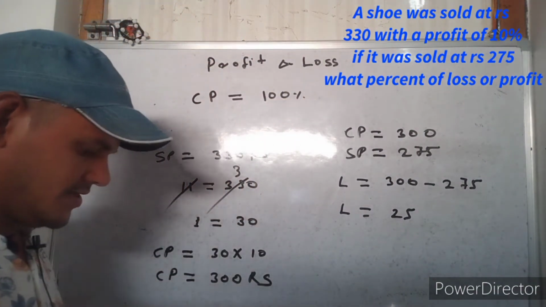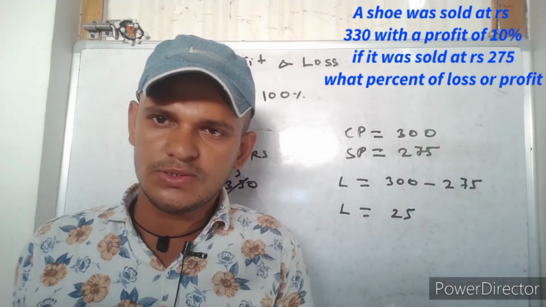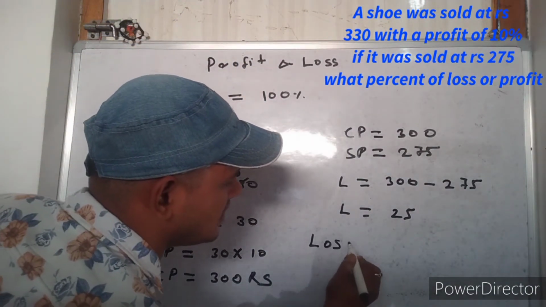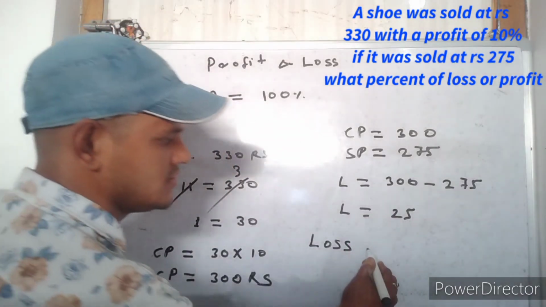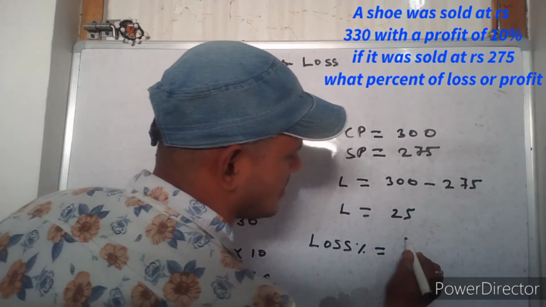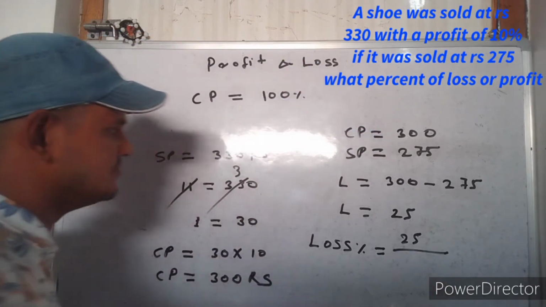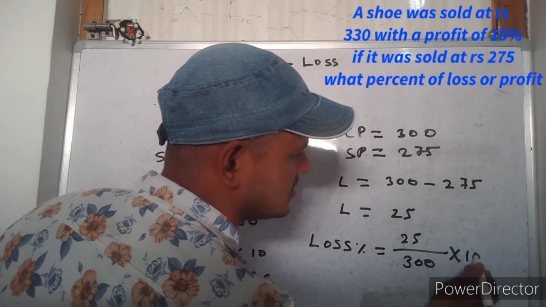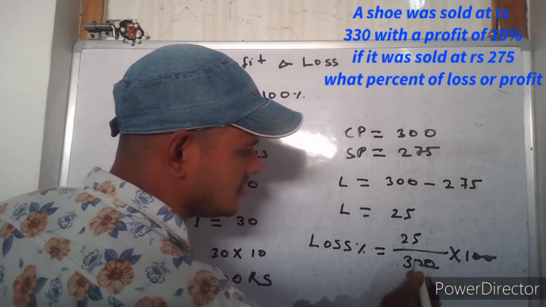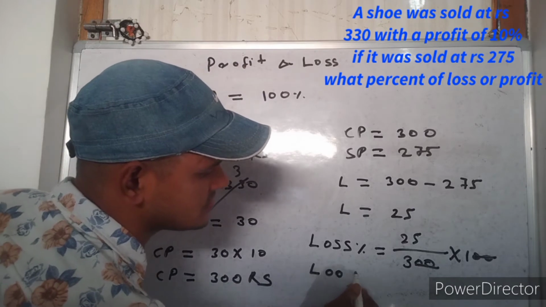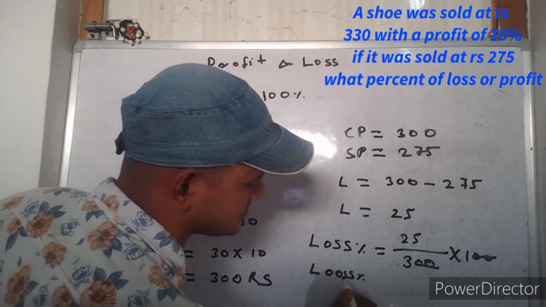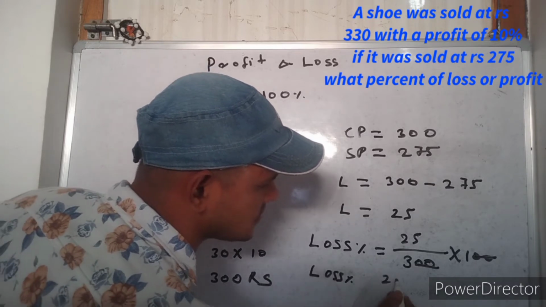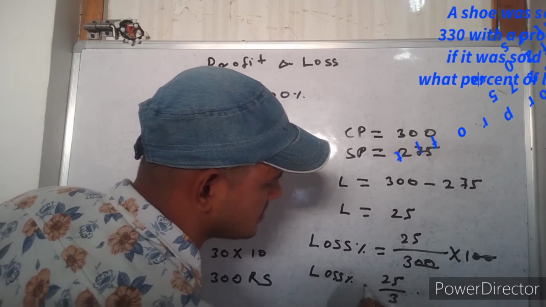But our target is to find what is loss percent or profit percent. So see here, because we have a loss, loss percent equal to 25 and always keep CP, CP is 300, into 100. So 0 0 cancel, and your loss percent is 25/3.